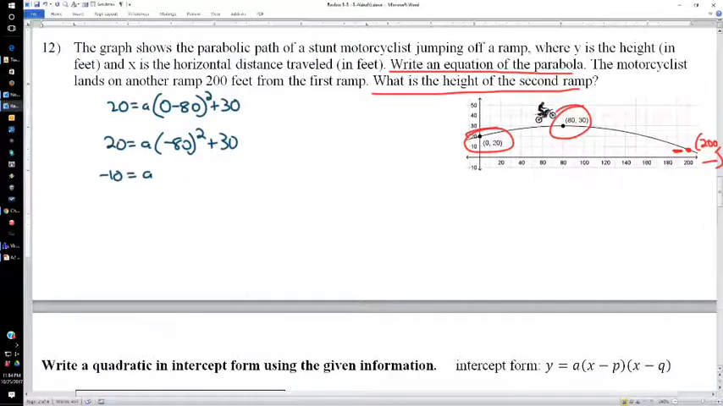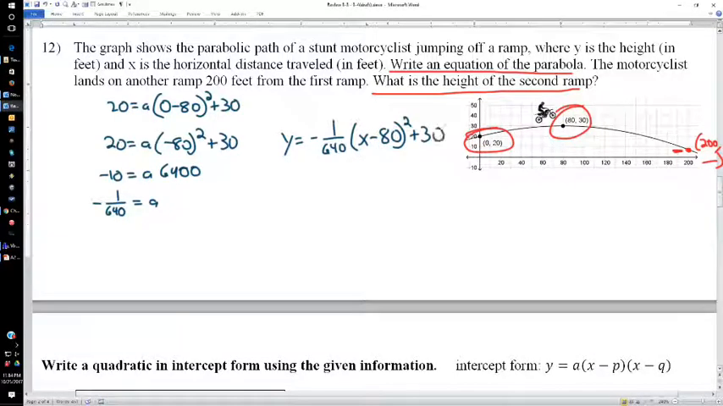Negative 80 squared is something huge. Actually, 8 times 8 is 64. Yeah, it's 6400. Divide that over, that's a equals negative 1 over 640. That's your fraction. So there we go. Y equals negative 1 over 640. Just leave it as a fraction like everything else. Times (x minus 80) squared plus 30. There's your equation.